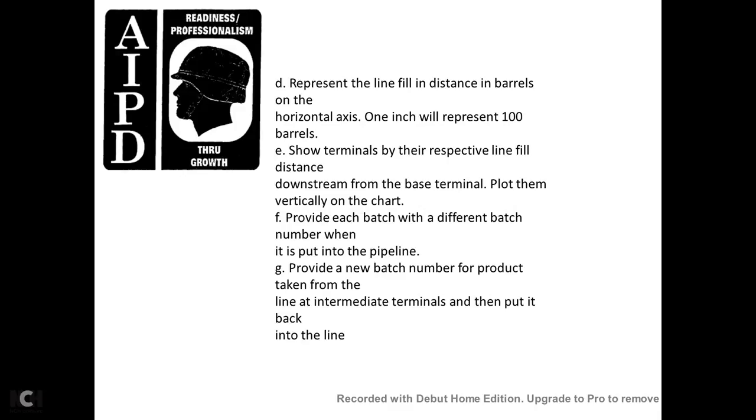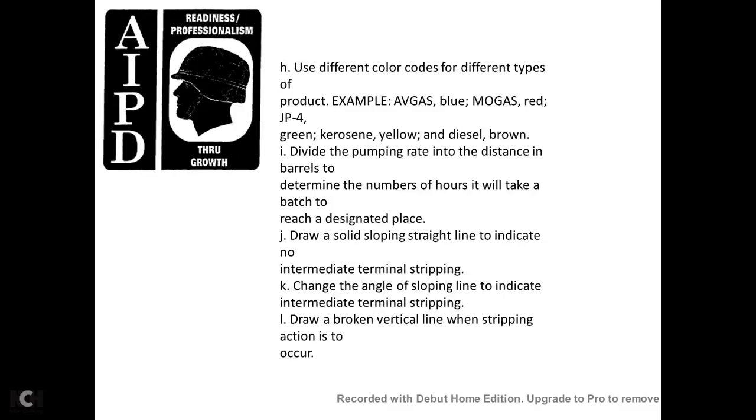Show the terminals' respective line fill and the distance downstream of the base terminal. Plot the vertical on the chart. F, provide each batch with a different batch number when it is put into the pipeline. Provide the new batch with the number of the product taken from the line at intermediate terminals, then put back into the line. Use a different color code for the different types of product. For example, AV gas is red, MO gas is red, JP gas green, JP4 green, kerosene yellow, diesel brown. Divide the pump rating into the distance in barrels.